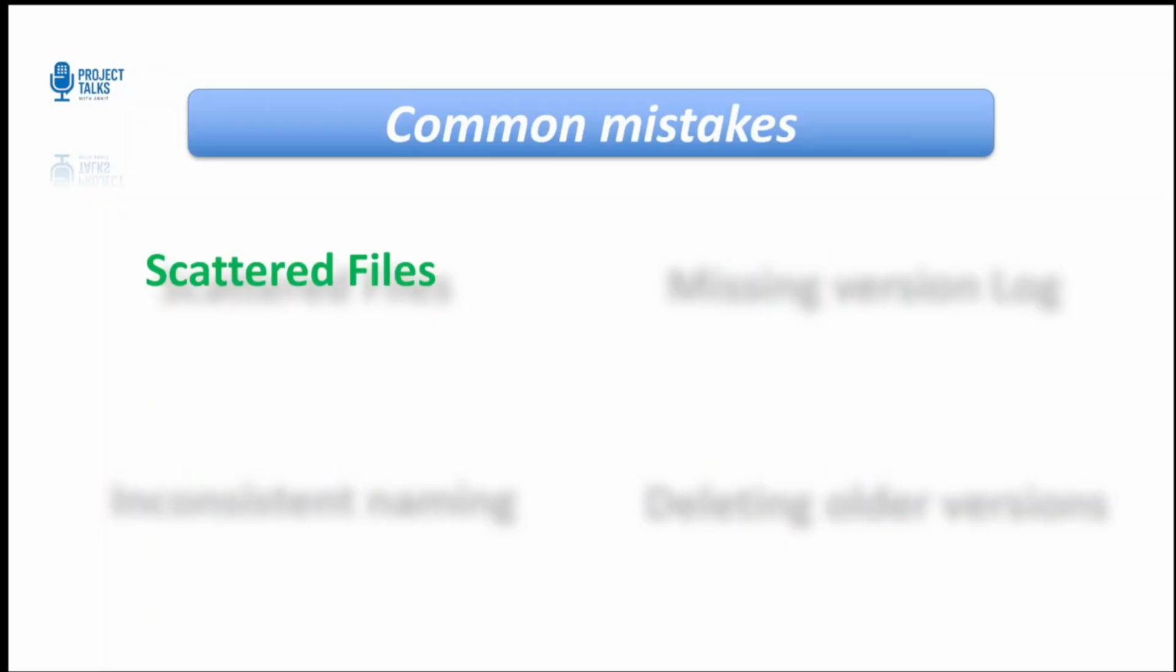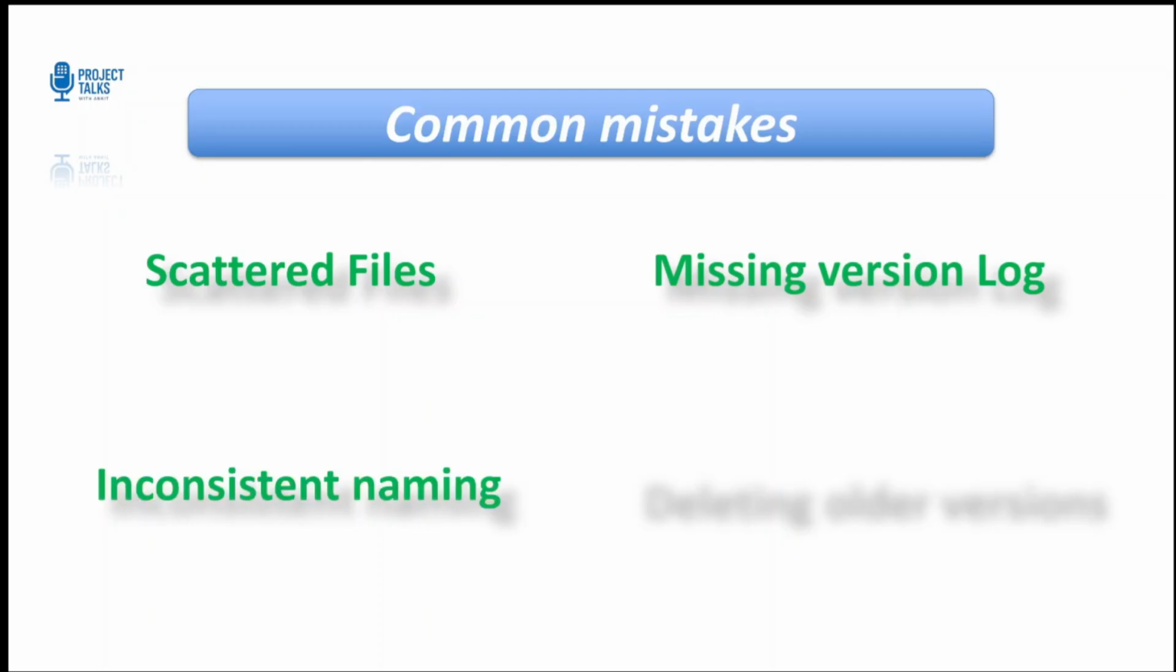Let's talk about some of the common mistakes people make. The very first one is scattered files. They keep files scattered across email and local drives. There has to be one place for that. Not updating the version table after every major change becomes a disaster. Renaming files randomly without any consistency makes it worse. And most importantly, never delete the older version.